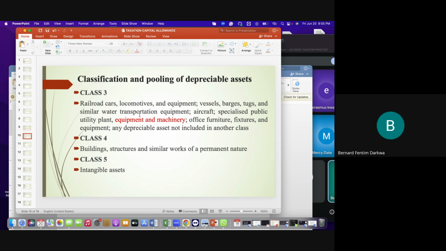Yes, Doc. If the company is not a manufacturing company, then equipment is class 3. So now that we have that, let's move further.